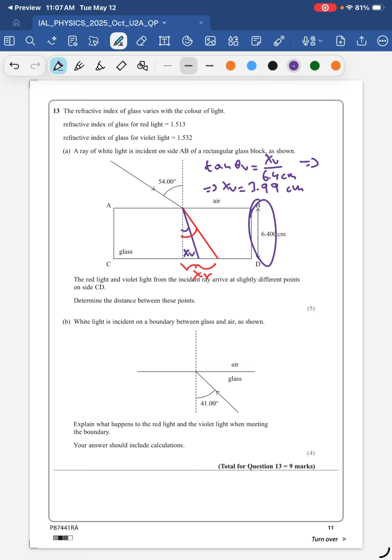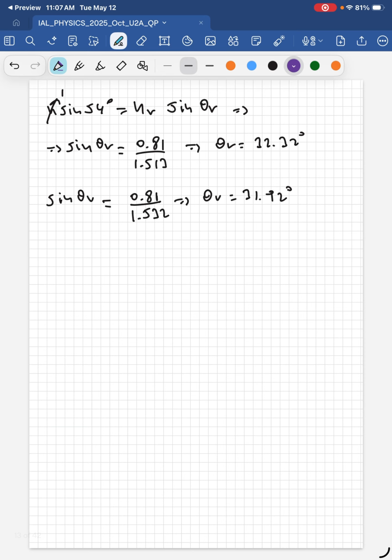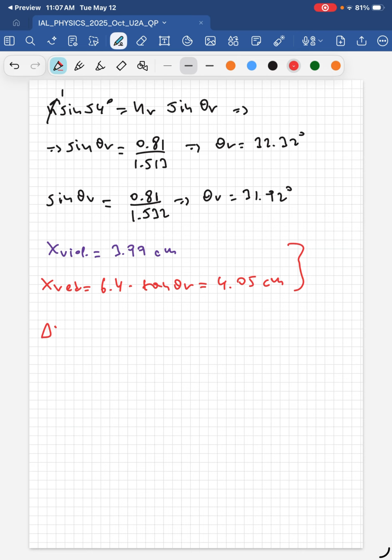3.99 centimeters. I'm going to go to the back of the paper and copy this result first. So x of the violet will be 3.99 centimeters. And then for red, we will have x red equal to 6.4 times tangent of theta red, which gives 4.05 centimeters. Okay, so delta x, let's use black. Delta x is simply the subtraction of those two, so 0.06 centimeters will be the spacing between the two rays. Okay, this was part A.